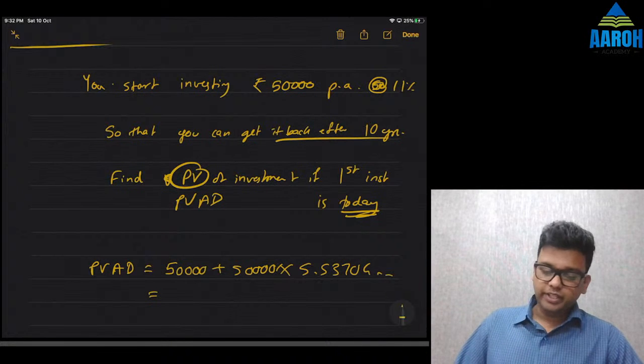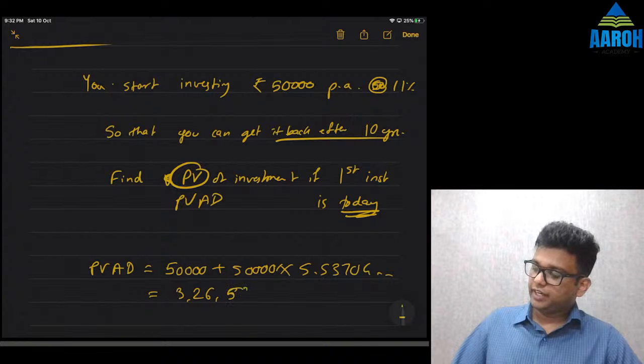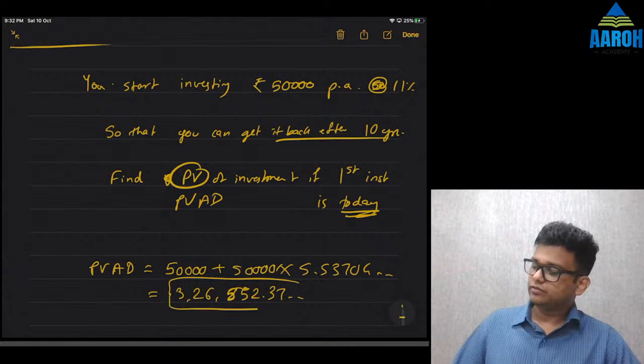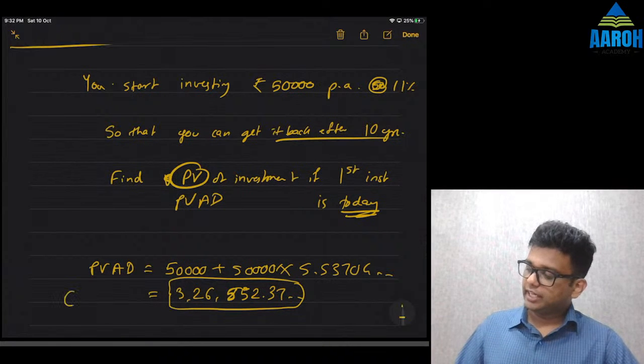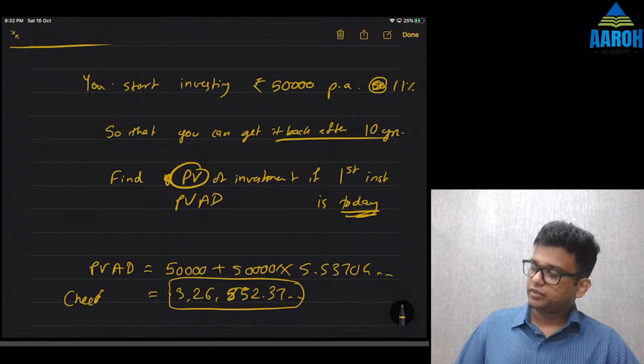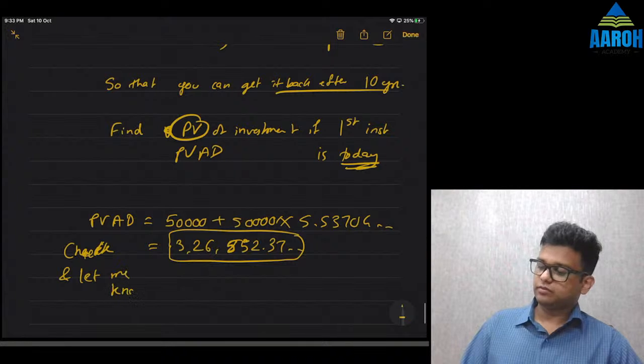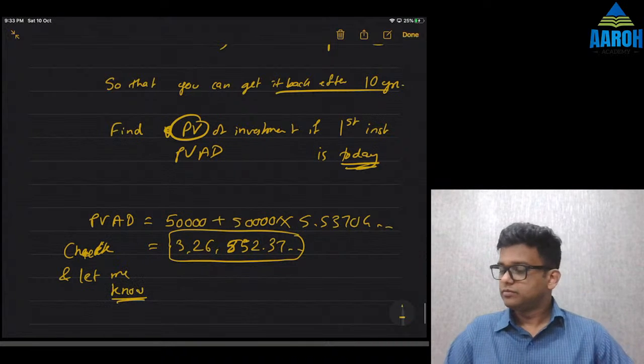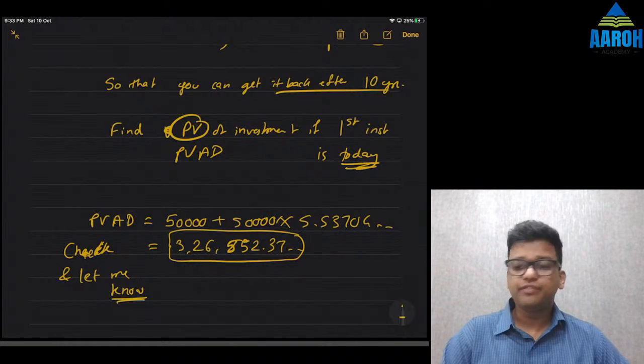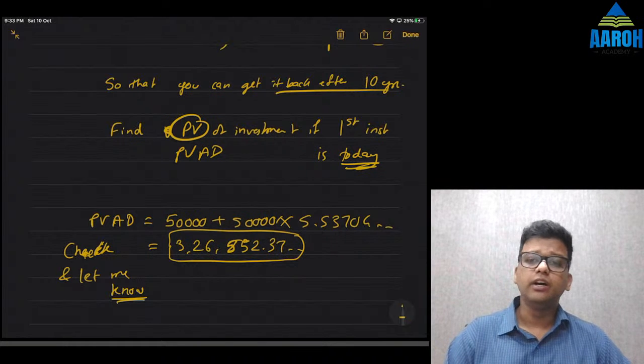So your answer should be 3,26,852.37 something something. Check and let me know if every one of you has got this. 3,26,852.37, that should be the answer. Very good, Vishwajit, correct.